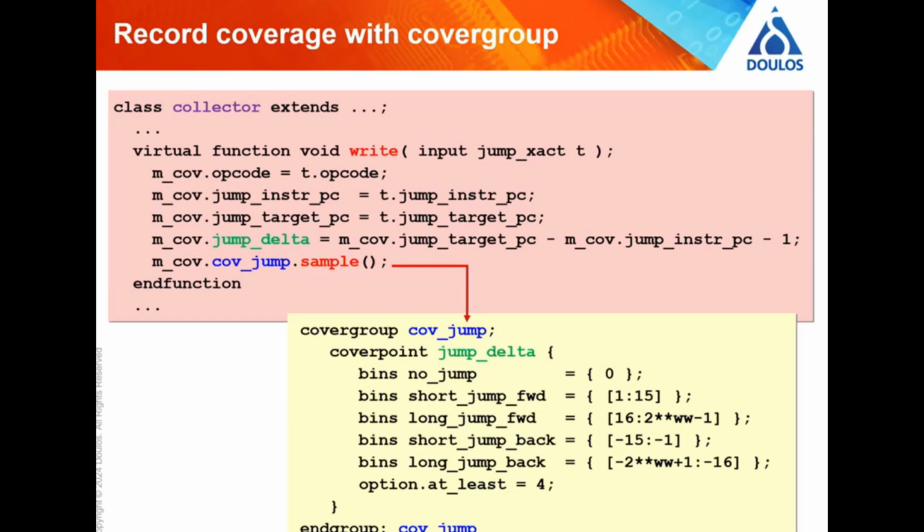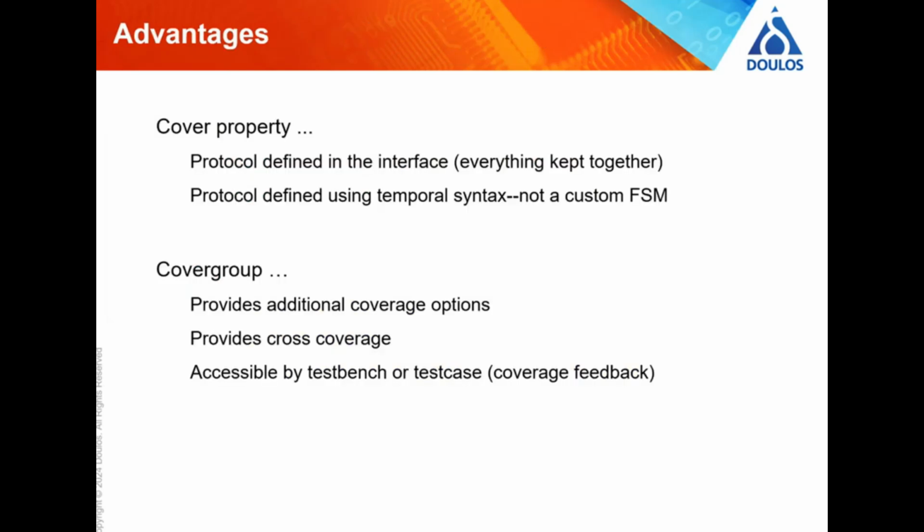So instead of having to write some big state machine to grab the scenario, we've taken advantage of the SVA syntax, and we've linked it into our cover group so that now we can do cross coverage, right? And maybe check to see if other scenarios were happening, right? Okay, so again, we get the best of both worlds. We get that rich temporal syntax with the cover property, and we get the cross coverage with the cover group.